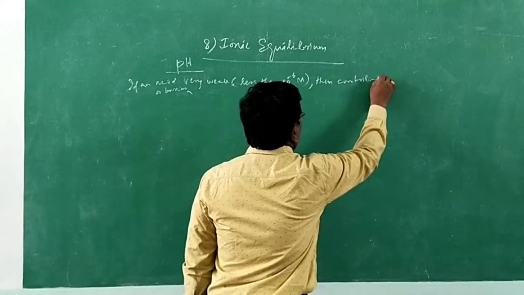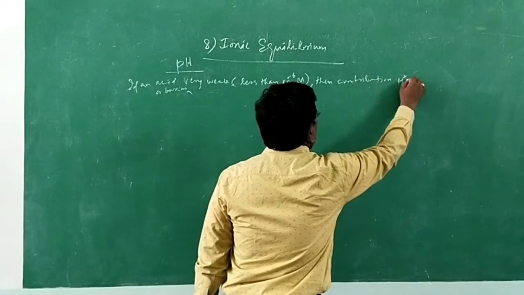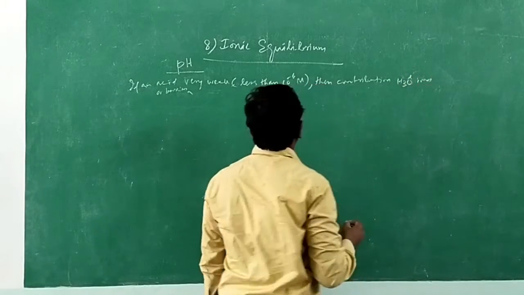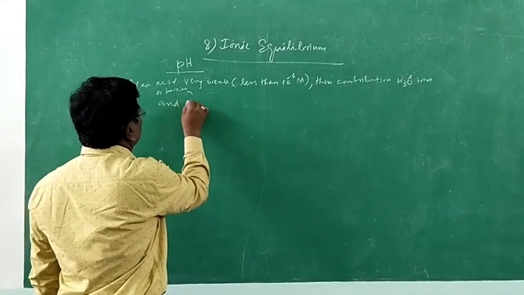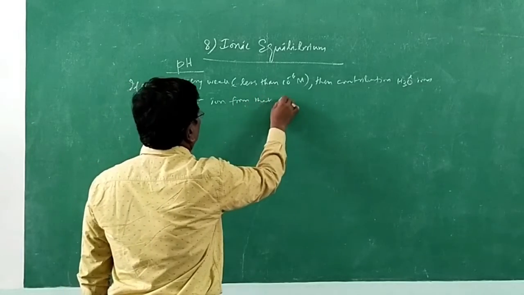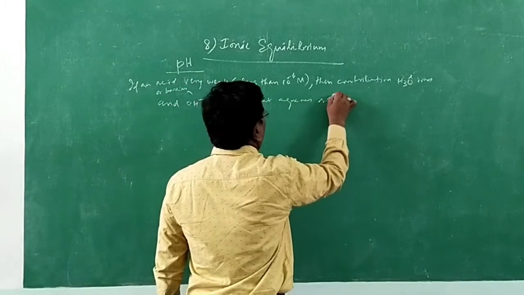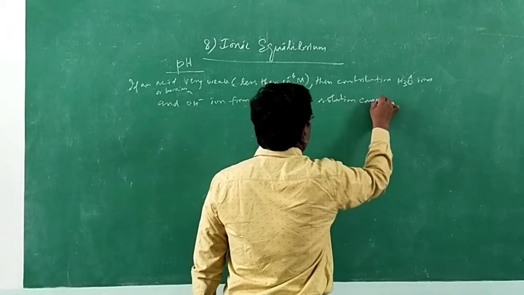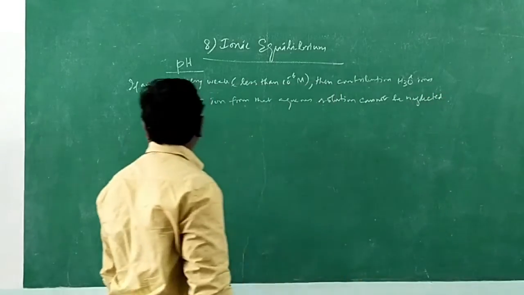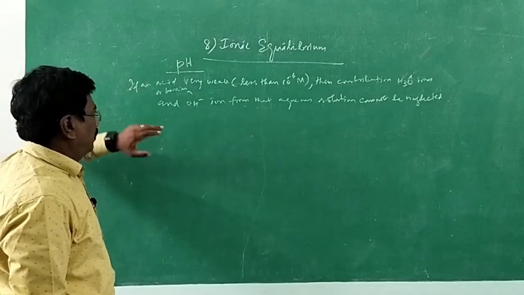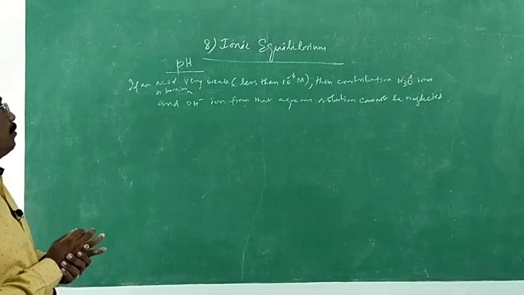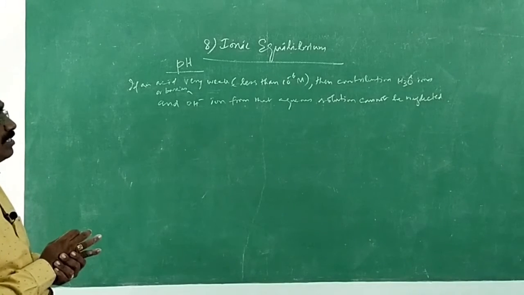the contribution of hydrogen ions and hydroxide ions, the contribution of hydronium ions and hydroxide ions from that aqueous solution cannot be neglected. What does it mean? If an acid or base, that is an aqueous solution of acid or base, is very weak, then the contribution of hydronium ions or hydroxide ions from that aqueous solution cannot be neglected.